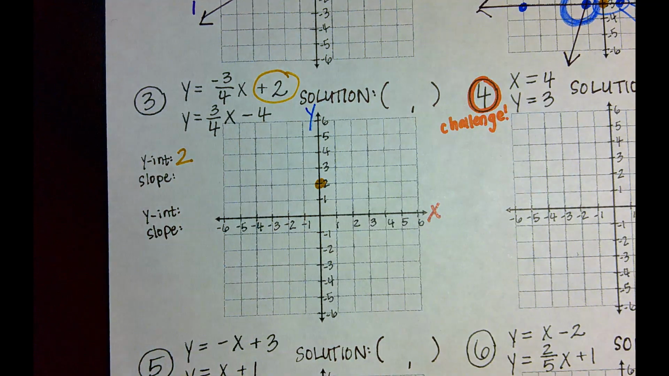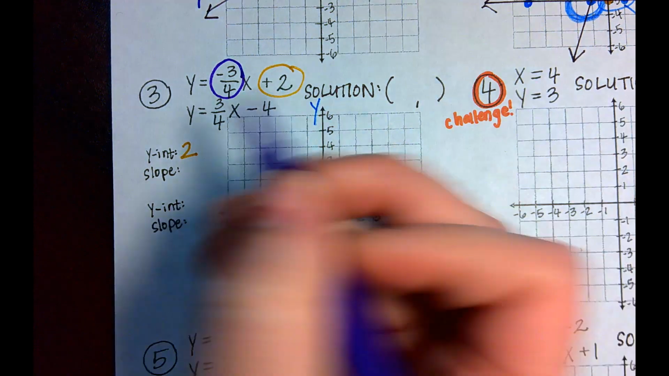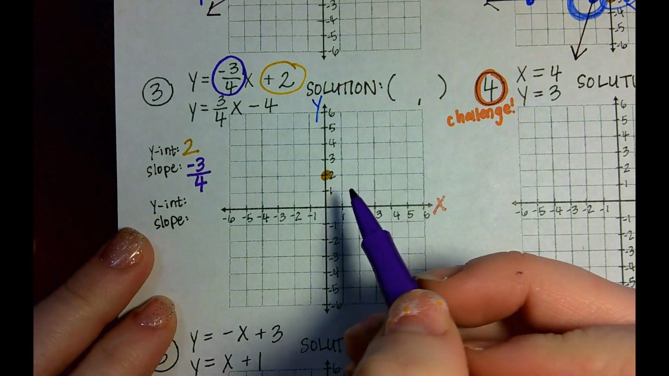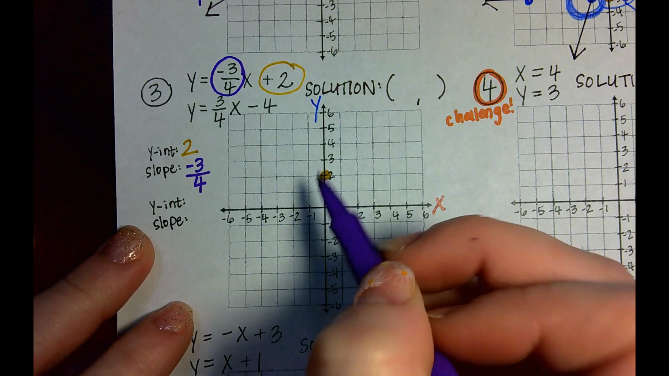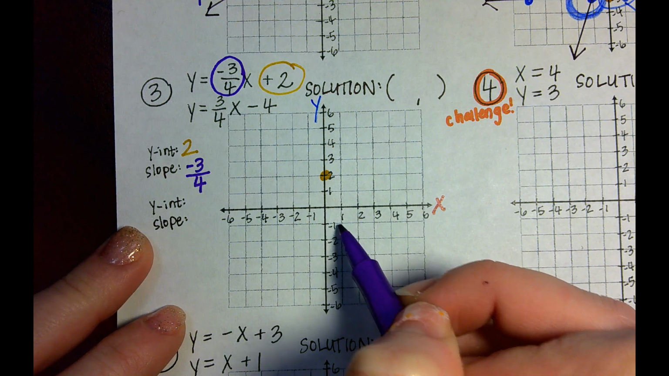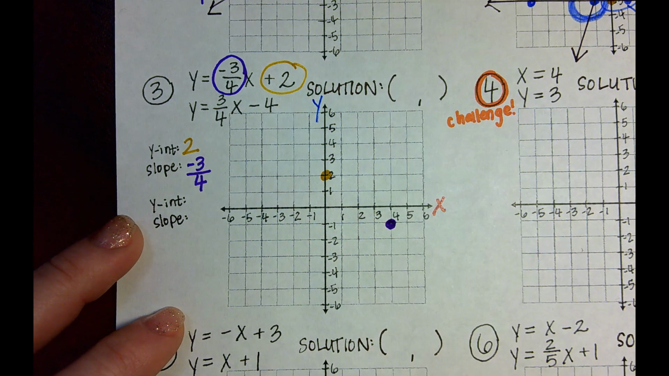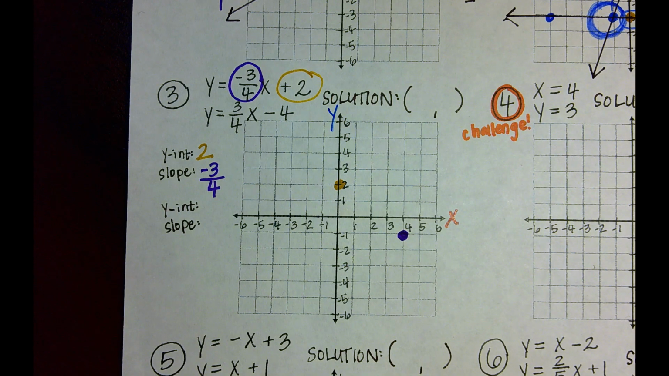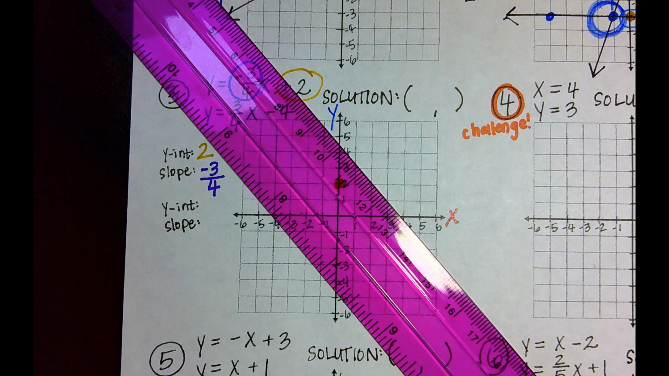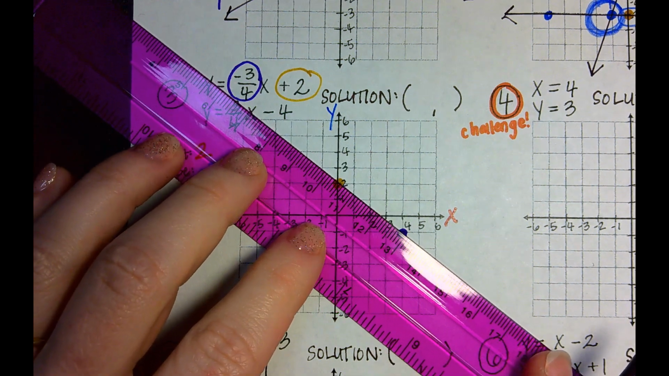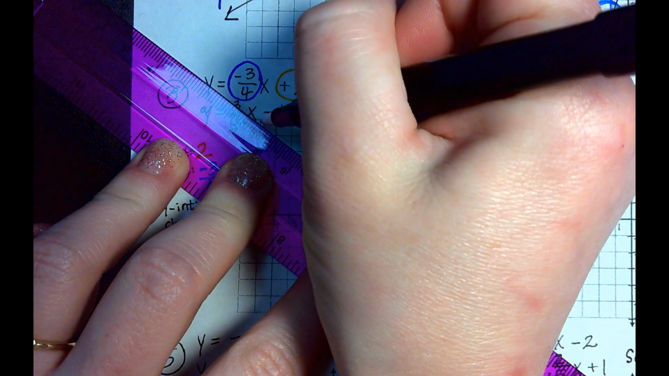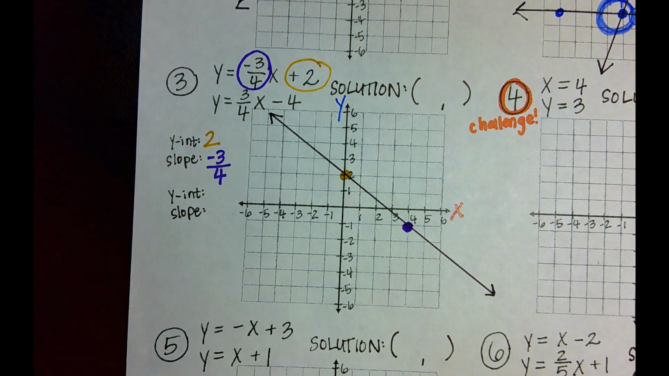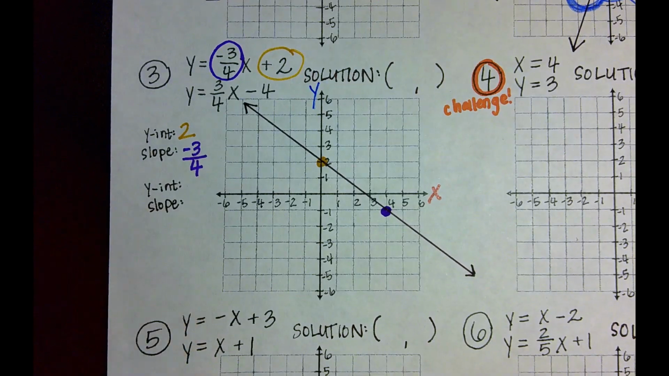Slope is -3/4. Perfect. So how do I get to my second point on this line? You are going to go down 3 and then over 4. Perfect. So I'll go down 1, 2, 3, and over to the right 1, 2, 3, 4. So there is my next point at 4, -1, right there. Let's go ahead and connect those dots. So there is our first equation graphed.